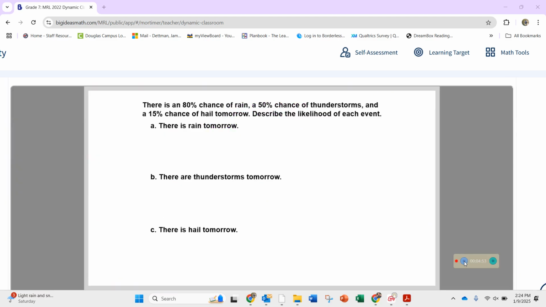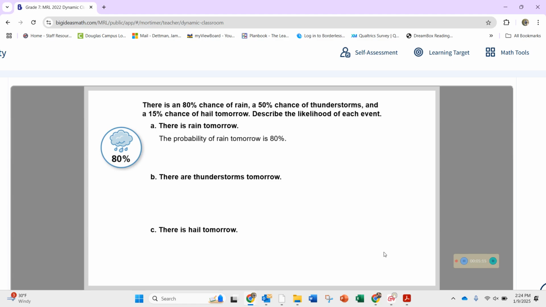So now we get a quick example on the rain thing we talked about. There's an 80% chance of rain, a 50% chance of thunderstorms, and a 15% chance of hail tomorrow. So let's describe the likelihood of each event. Just that there's rain tomorrow. What is the likelihood of it just raining? 80%, right? So this is what we're talking about. Hey, there's an 80% chance of rain.